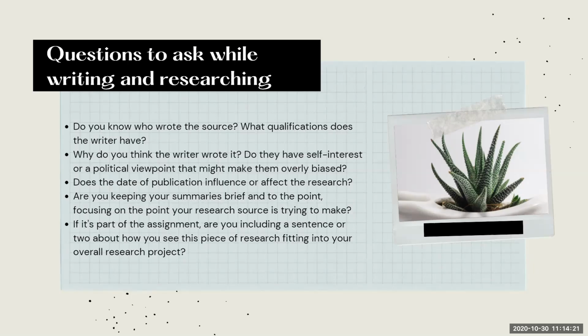The first being, do you know who wrote the source? What qualifications does the writer have? And why do you think the writer wrote it? Do they have a self-interest or a political viewpoint that might make them overly biased? So again, we're being critical of our sources. We're being critical of the writer who is putting it together, and we're really evaluating how they wrote it and their purpose for writing it, and we're acknowledging that in the annotated bibliography.